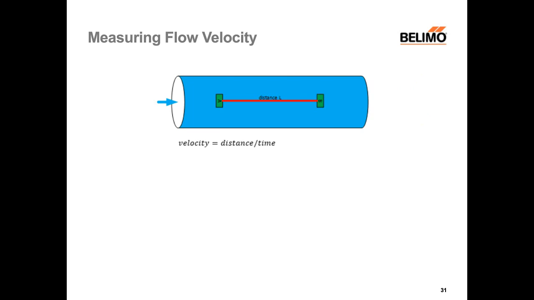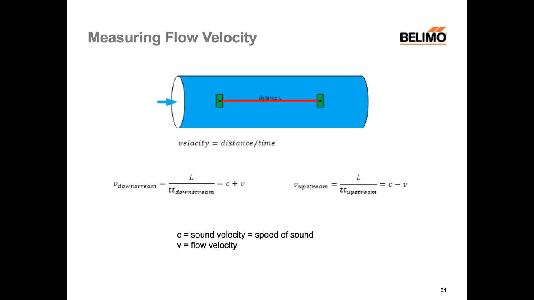So as the ultrasound bounces back and forth, we measure the transit times, downstream and upstream. The downstream velocity of the sound package is the distance between the transducers divided by the transit time downstream. And that is the superposition of the speed of sound and the speed of water, so the flow velocity. The upstream velocity is measured the same way and represents the speed of sound minus the flow velocity. Now we can transpose those two equations and get the speed of sound and the flow velocity.